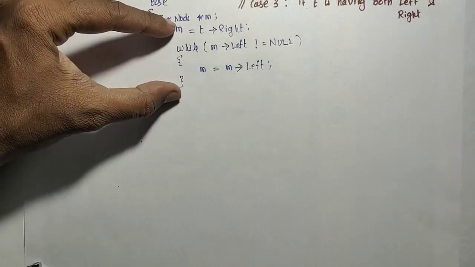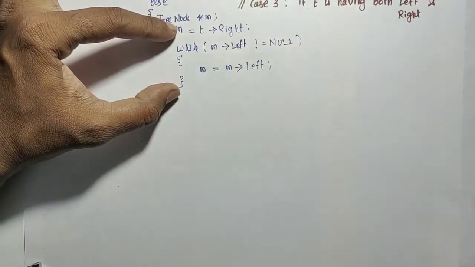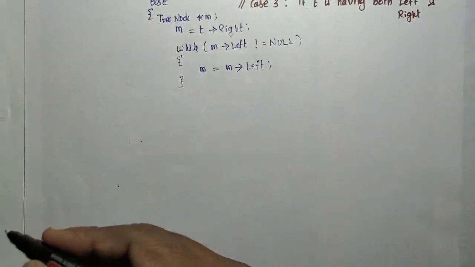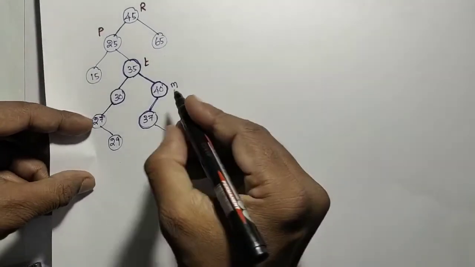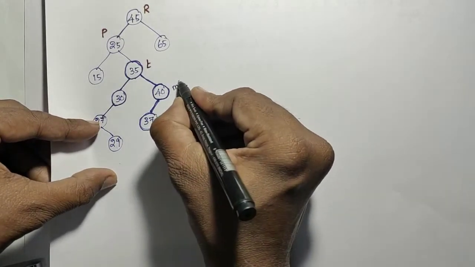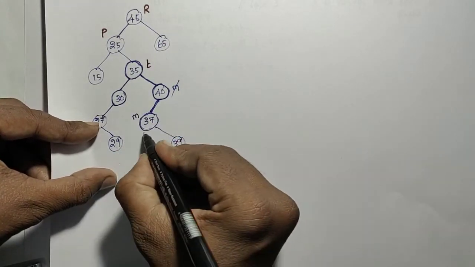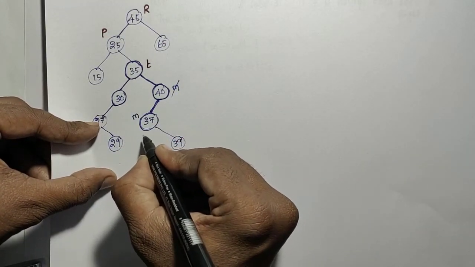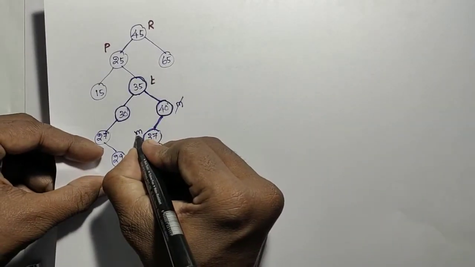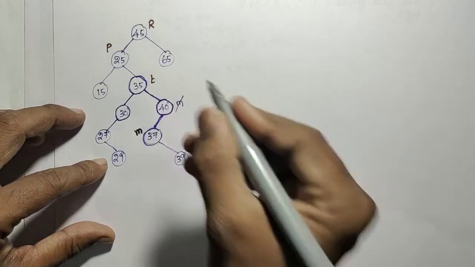So once the loop gets terminated, this code from here to here finds the leftmost element from the right subtree. Once the loop terminates, m is pointing to the leftmost node. For example, as per this code, m of left is not equal to null, so m will be moved to the left subtree, m equal to m of left. So m will be moved here. Now m of left is null, so the loop will get terminated. By this time m is pointing to this node. So this is m and this is t.